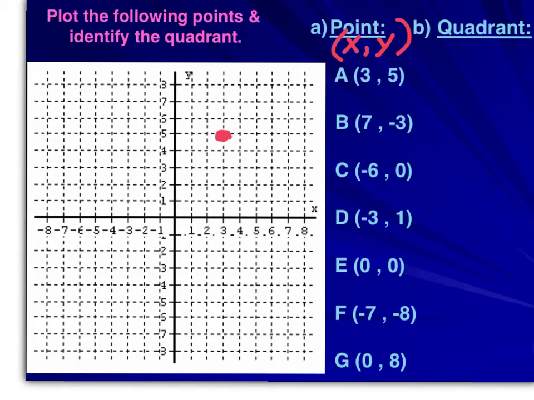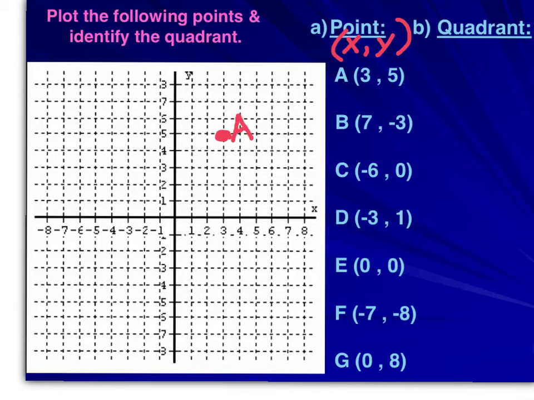The other important thing that they ask us to do based on these letters is to label the points. So we just plotted point A. We want to write a little A next to it, because after we get all of these points plotted on the graph, if we don't label them, sometimes it's hard to remember or hard to tell the difference among them.